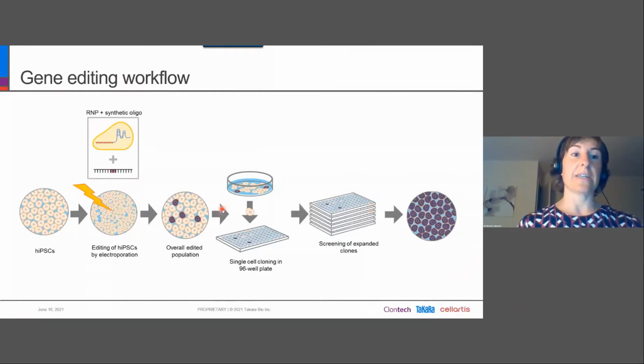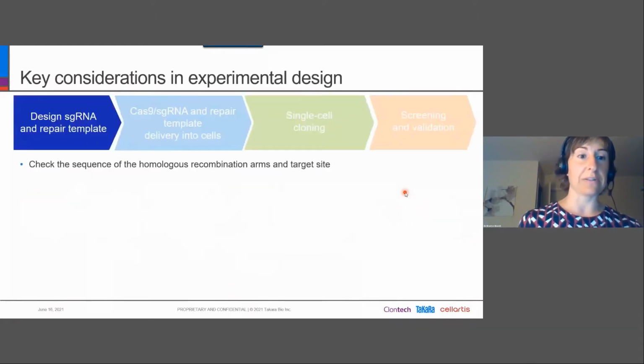So this, as you can see here, is the gene editing workflow. First, from your hiPSCs, we edit the cells introducing the Cas9 and the HDR template, usually, as we do at Takara Bio, by electroporation. Then at the end, you will have an overall edited population. Some of the cells will be wild type, some others carry the SNP of interest. And then we will move forward towards the isolation of these single cells, then expansion of these clones. And then one of the key points is actually screening these clones in order to find the clone that has been successfully edited, followed by an expansion of this edited clone.